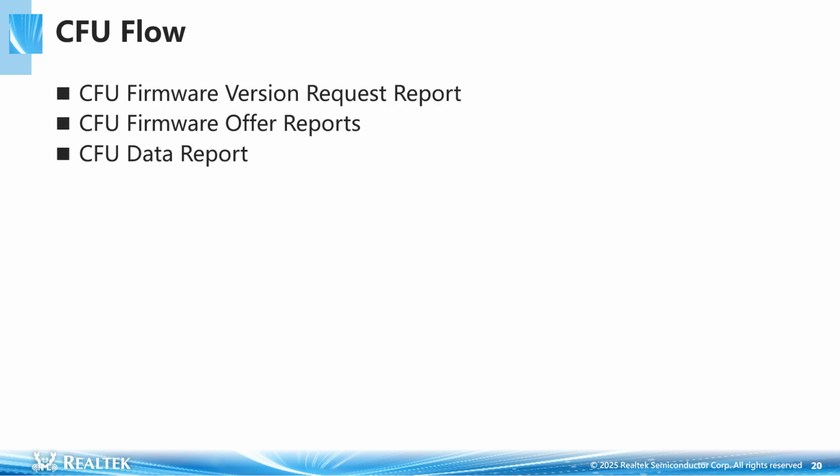CFU firmware version request report is used to obtain information such as the device version. CFU firmware offer report is used to inform the device about the upgrade file information. CFU data report transmits upgrade data.